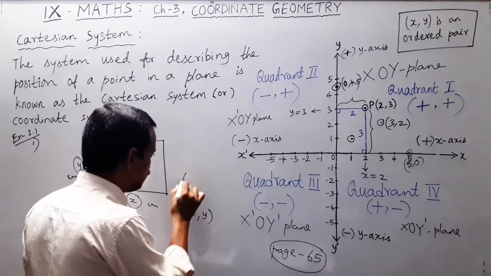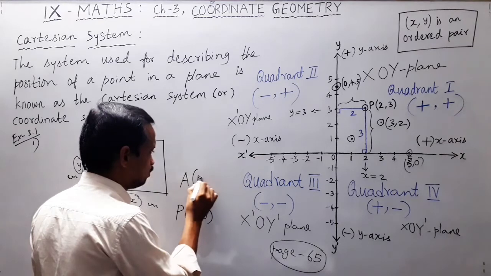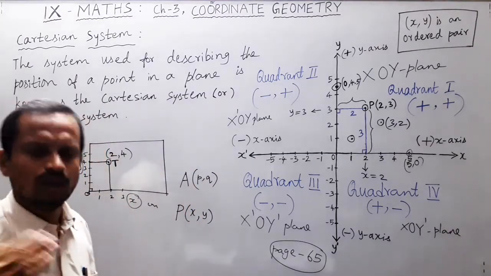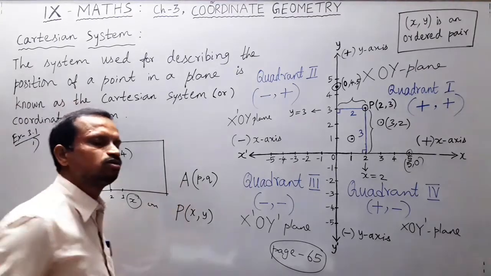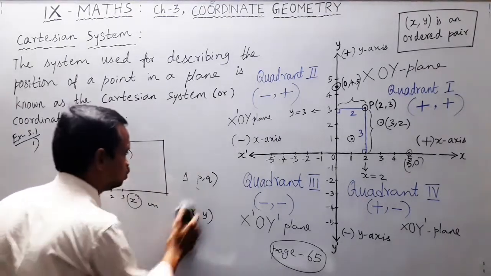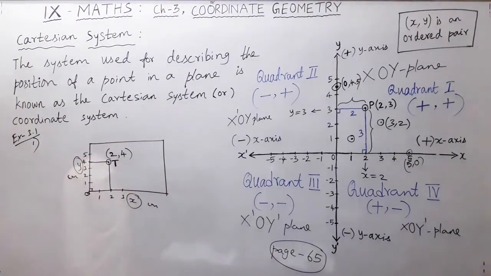For example, point A. Here you can write as P comma Q. You see, P is x coordinate, Q is y coordinate, and the name of the point is A. That should be in capital letter. So these are some rules you should know under this chapter. So like this, you can answer question number 1.